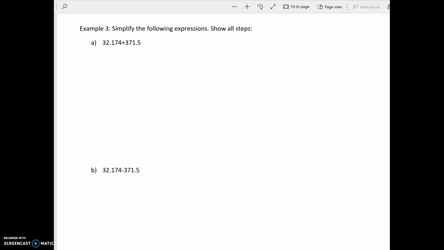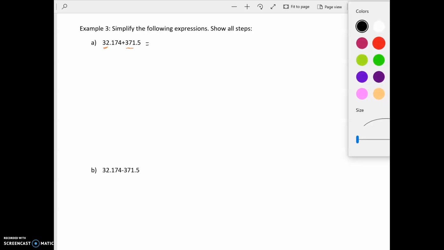Hi class, let's take a look at example 3. Now on example 3, part A, you're going to be adding 32.174 plus 371.5. So the best way to add these is by using vertical form.